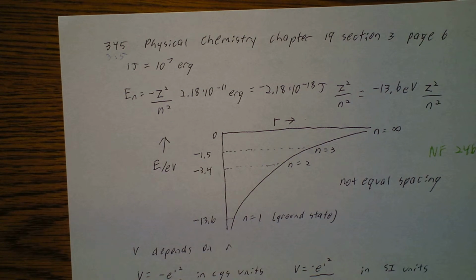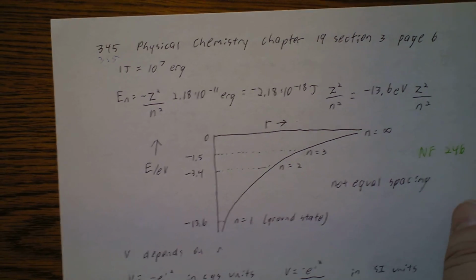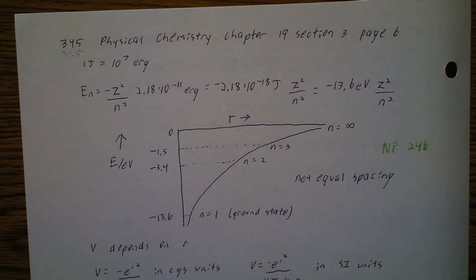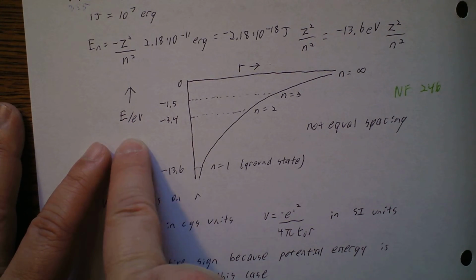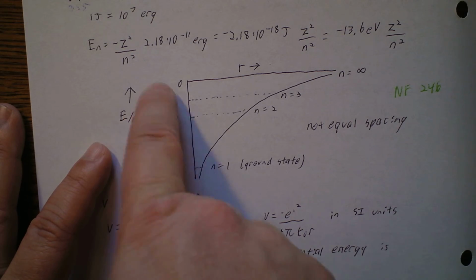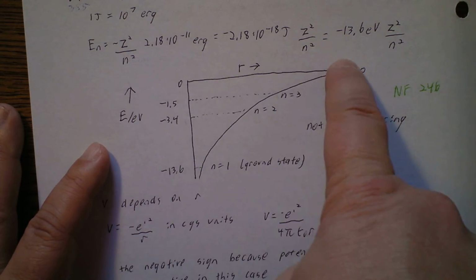So E sub n is equal to minus Z squared over n squared times 2.18 times 10 to the negative 11 erg, which is equal to minus 2.18 times 10 to the negative 18 joules times Z squared over n squared, or minus 13.6 electron volts times Z squared over n squared. Electron volts is another unit of energy we already talked about. So here's a graph of energy in electron volts, divided by the electron volts so we end up with those units. And here's radius.